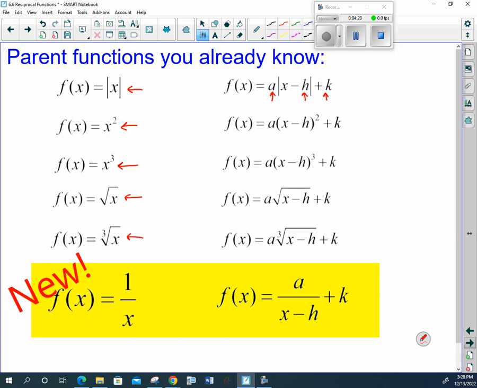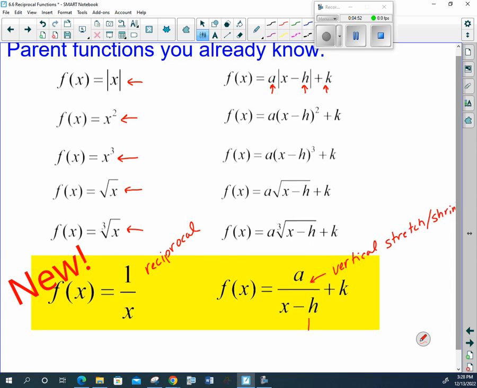So now the new one is the reciprocal function, 1 over x. This is our reciprocal function. And this one has an a, h, and a k with it. So a is still our vertical stretching and shrinking. And h is going to be our vertical asymptote. And then the k is going to turn out to be the horizontal asymptote.